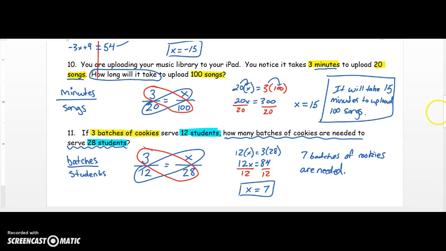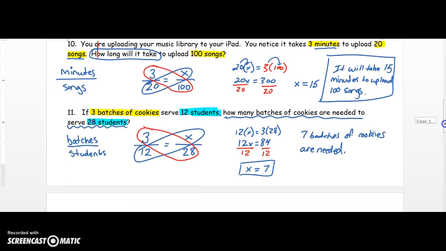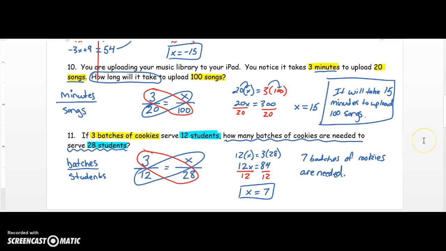Please remember this is a lot of information, so if you have questions, come up and ask me at my desk. If not, go on to your independent practice and then move on to your quiz.